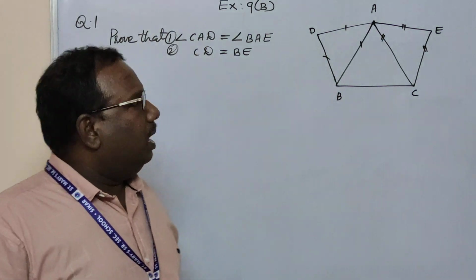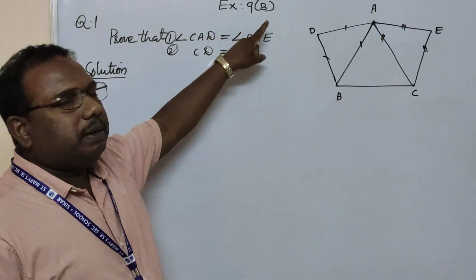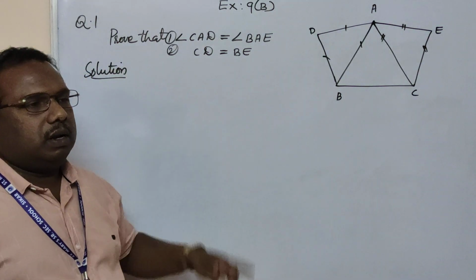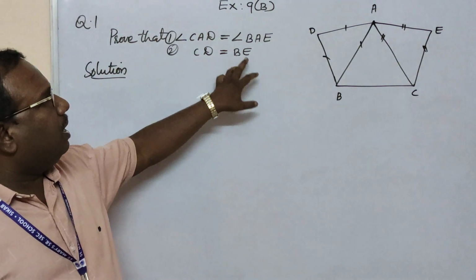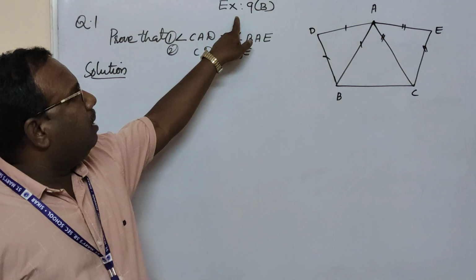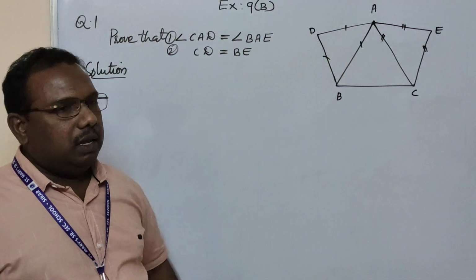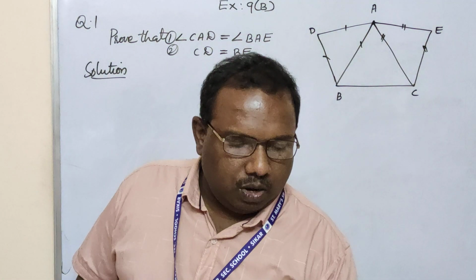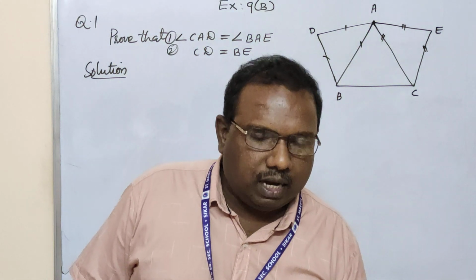Dear students, let's start exercise 9b, question number 1. All of you open your textbook and read question number 1 from exercise 9b. I am reading the question. On the sides AB and AC of triangle ABC.